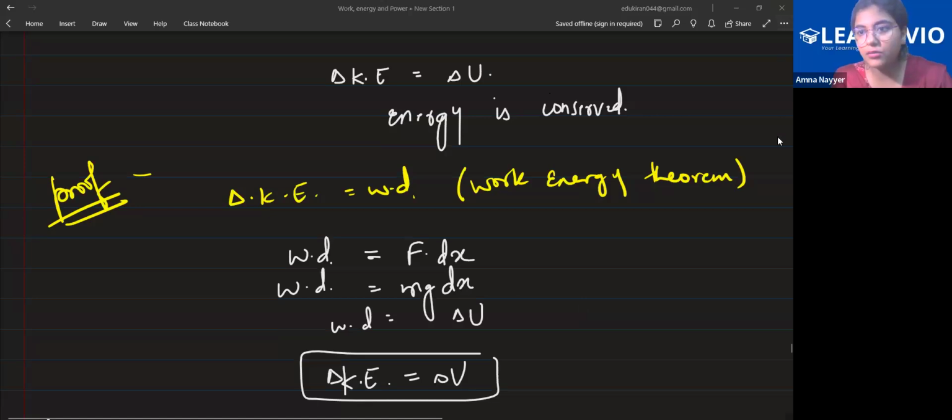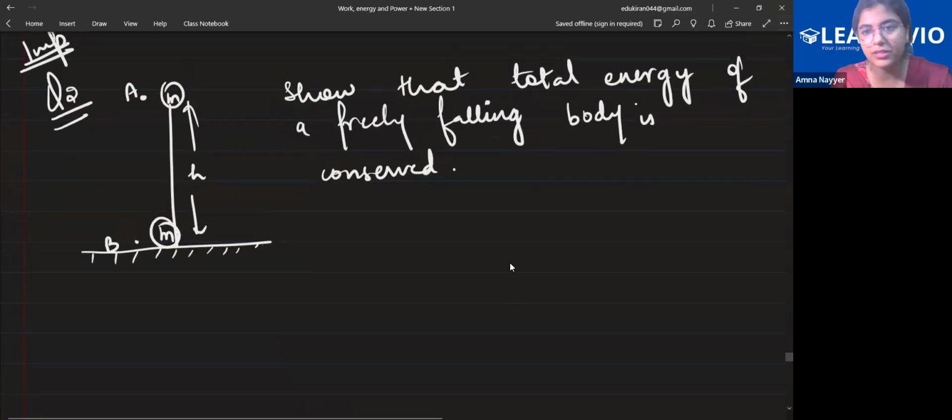Okay, completed. Now see this next question. This is an important question. So what we are going to do, we have to show that, see, if freely falling body, what do you understand by the term free fall? Can anyone explain what is meant by the term free fall?